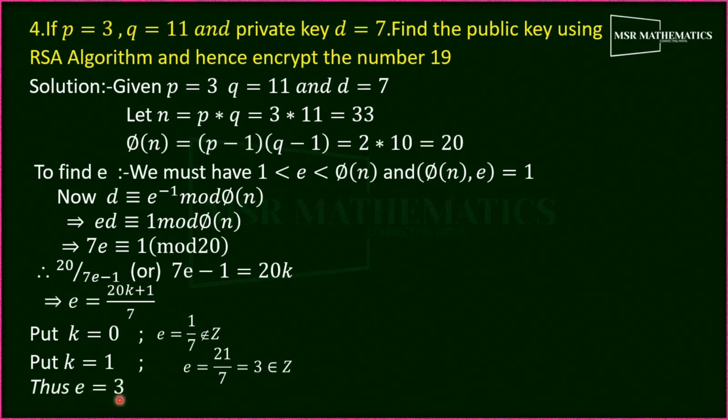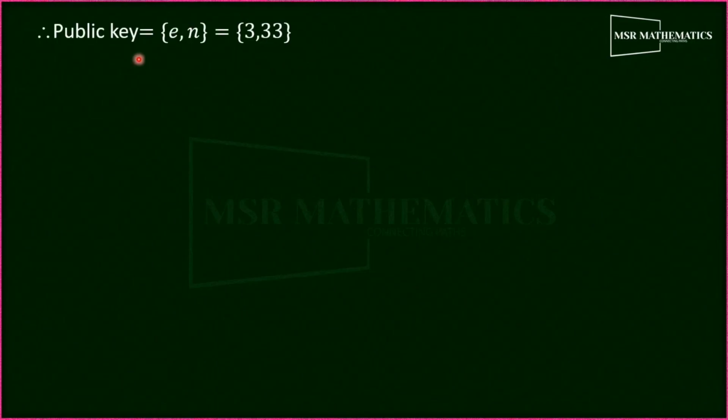After obtaining E, we can write the public key value as (E comma n). Here it is (3 comma 33). So this is the public key. Next also we have to encrypt the number M is equal to 19. Here they have given M as 19. Here 19 is nothing but 1 is B and 9 is J. Here we are writing the numerical number in the alphabetical form, as 1 is B and 9 is J.